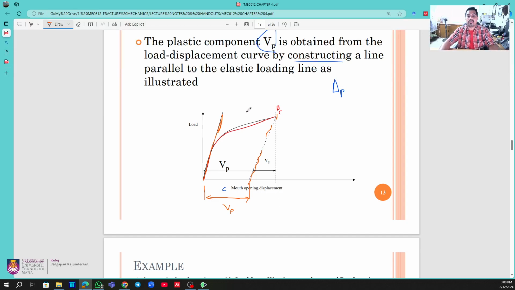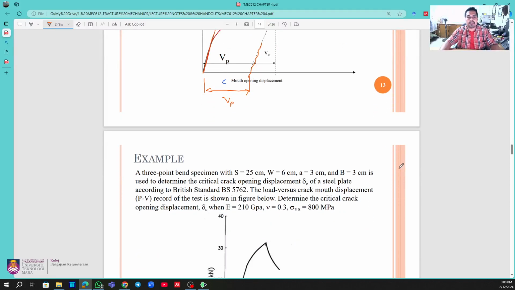So you have to offset the line. Please read about the offset in terms of how you want to develop the offset situation. VE is something like elastic displacement. We are not talking about the elastic displacement, we're talking only about the plastic displacement. So this is what you deal with. Okay, straightforward. So let's jump into the first example.